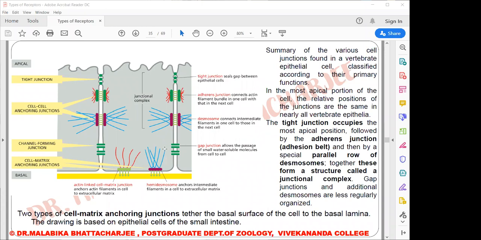So there is a gap or a small channel that connects the two adjacent cells, which allows the passage of small water-soluble molecules. If you remember, we have studied the cell membrane the other day, the structure, and it is a lipid bilayer. So water-soluble molecules will not move through the lipid bilayer unless they move through a channel. So gap junctions thus make channels between two adjacent membranes, in the process facilitating the movement of water-soluble molecules through them.